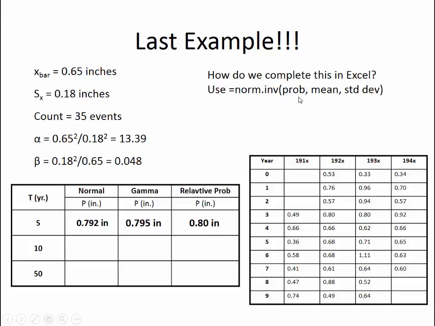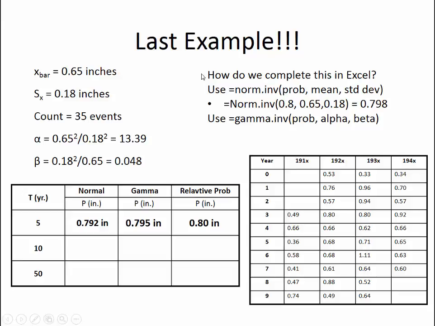We would give it a probability, so in this case 0.8. We'd give it our mean, which we have here. We'd give it our standard deviation, which we have here. And we would find, if we put this into Excel, that it would return about 0.798. So that's pretty close to what we calculated by hand. Here, the difference is in the decimals, right? In one case, I've truncated some. In Excel, I haven't truncated any, so it's a little bit more exact. And it's actually a lot closer to our relative probability.